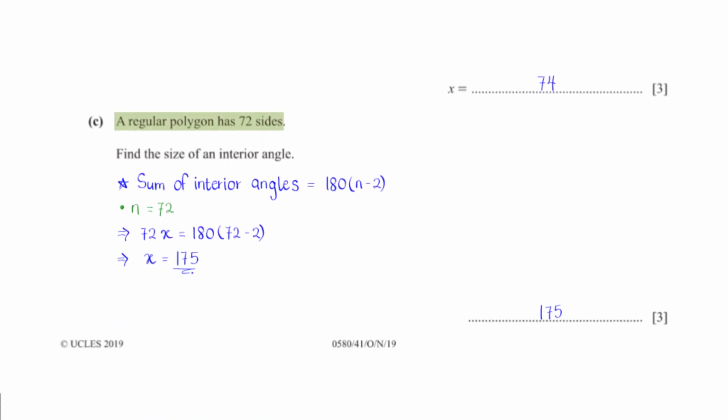A regular polygon has 72 sides. Find the size of an interior angle. The sum of interior angles in a regular polygon is equal to 180 times n minus 2. In this case, n, which is the number of sides of the polygon, is 72. All the angles in a regular polygon are equal, and so the sum of interior angles in this case will be 72 times the size of one interior angle, which we are going to call x. So from here, when we make x the subject, we get x equals 175.